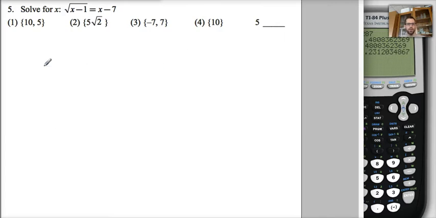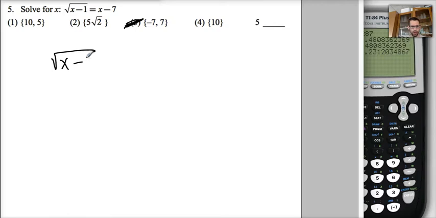For number 5, it's asking me to solve this equation here. So immediately I'm going to be wary. There might be some extraneous solutions. I, for instance, know I probably can't have a negative under this radical, so something like -7 I think is already out, right? Because -7 minus 1 would be -8, and you can't take the square root of a negative number. It's just not going to work very well. Everything else looks okay. I could just go ahead and start plugging these answers in, but just for practice, I'm going to solve the equation.